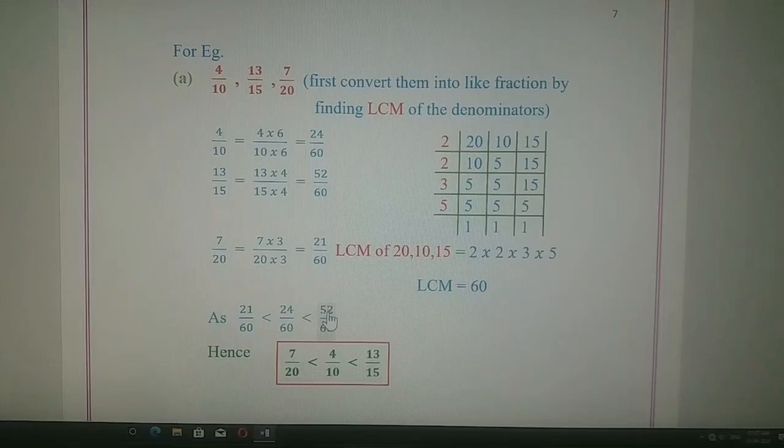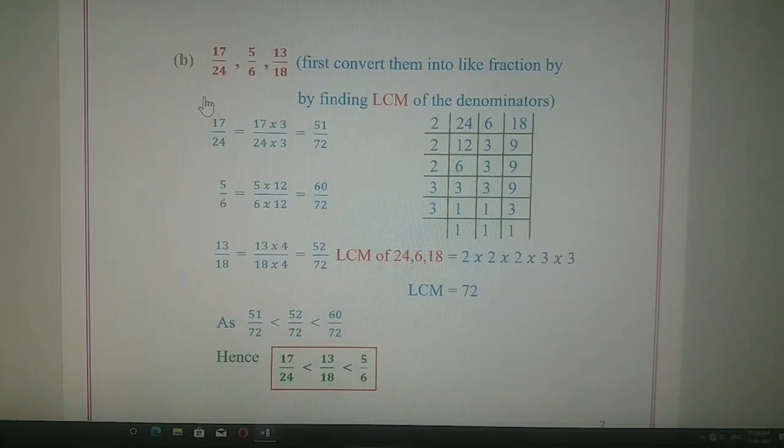And the third fraction, the greatest fraction, is 52 upon 60. 52 upon 60 is the equivalent fraction of 13 upon 15. So instead of 52 upon 60, we can write its original question, that is 13 upon 15. So the three fractions can be arranged in ascending or descending order depending on their values. The smallest fraction is 7 upon 20. 7 upon 20 is smaller than 4 upon 10, and 4 upon 10 is smaller than 13 upon 15.